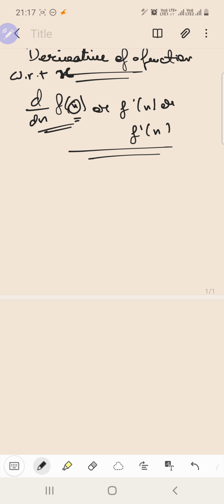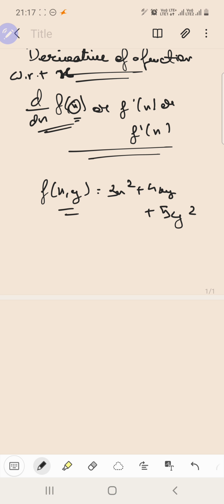If you have a multivariable function, for example f(x,y) = 3x² + 4xy + 5y², this is a multivariable function. It has two independent variables, so you can differentiate the function with respect to x as well as with respect to y. That sort of differentiation is known as partial differentiation. That is a bit advanced topic. We are not going to talk about that. We are just going to talk about simple differentiation of single variable functions.